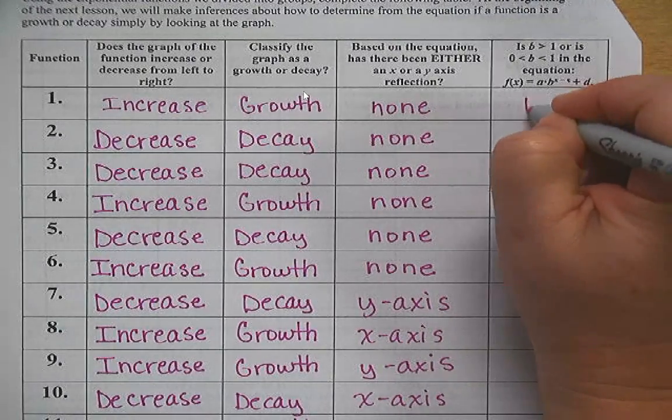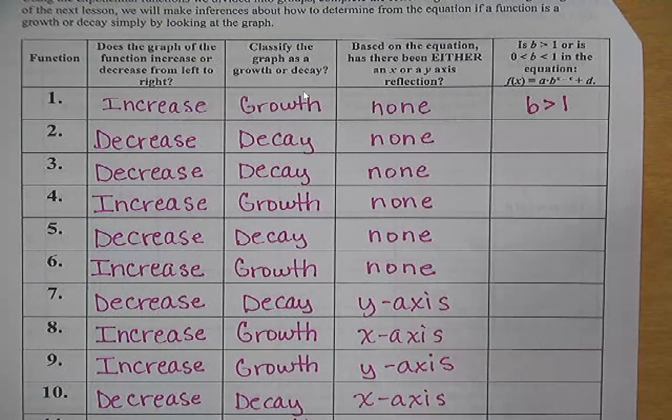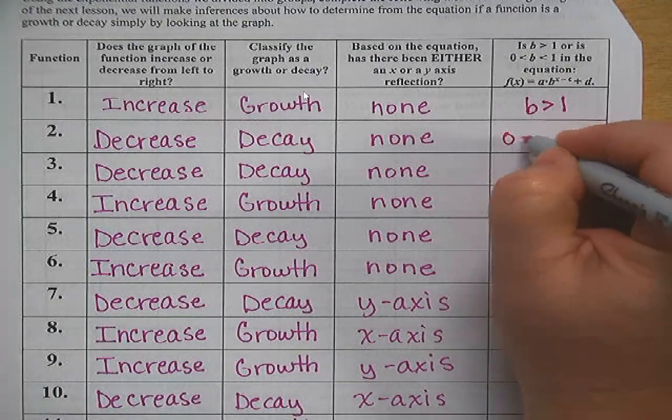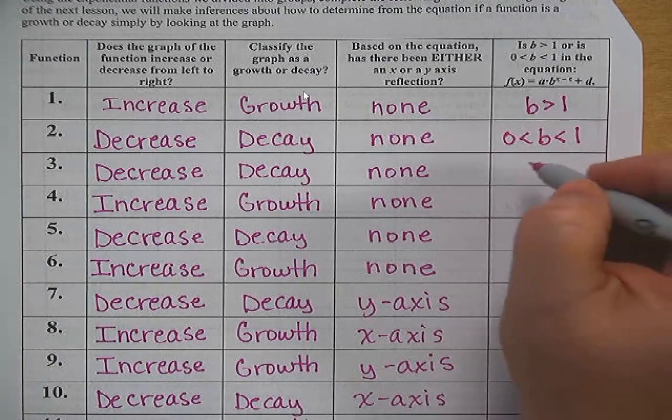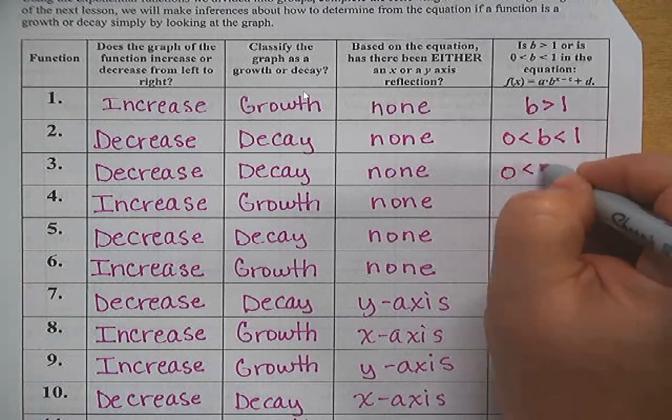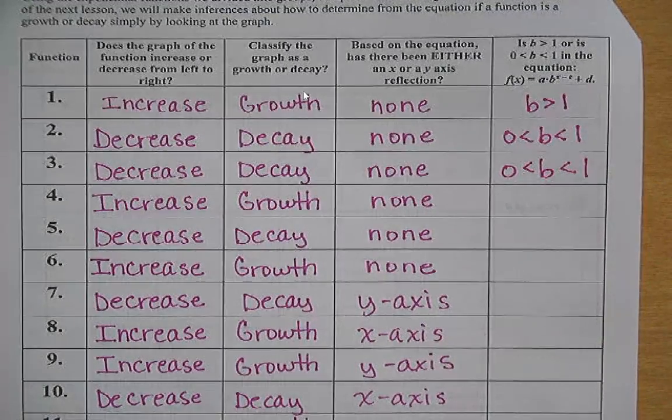So number 1, the b value was 2, greater than 1. For number 2, it was 1/2, which means it was between 0 and 1. And for number 3, it was 2/3. So the b value is between 0 and 1.